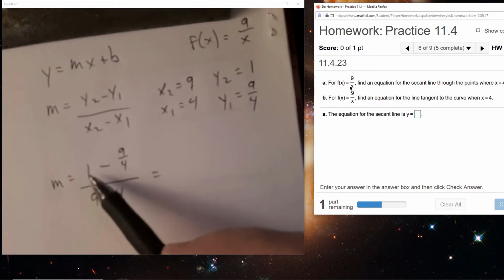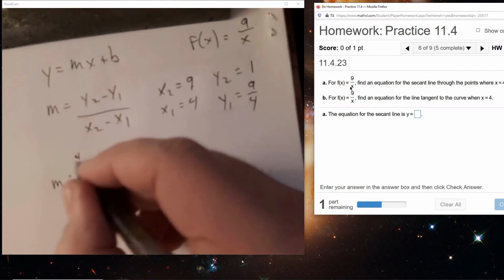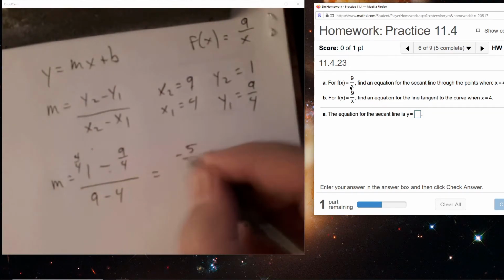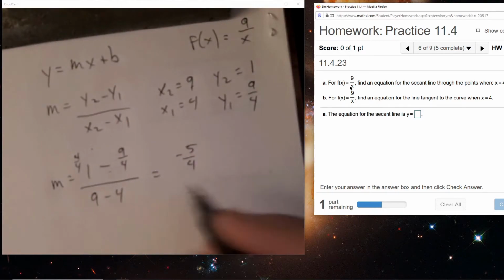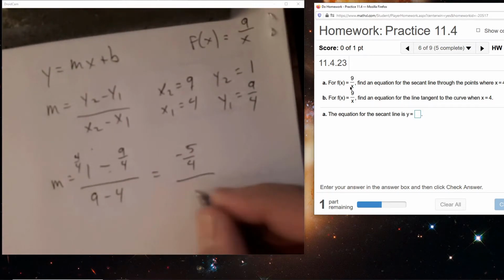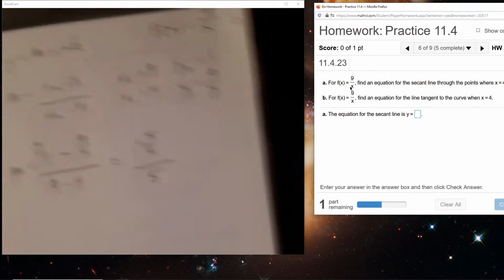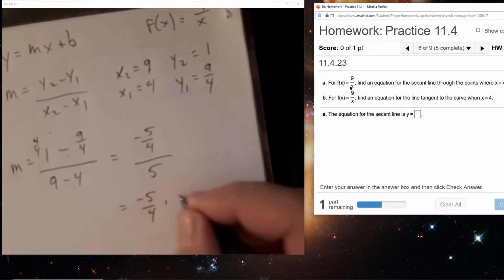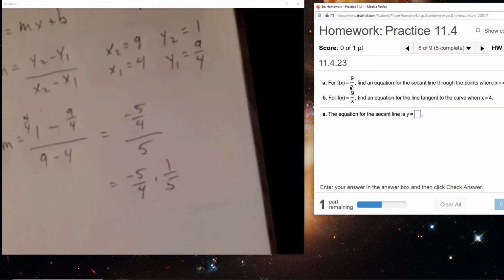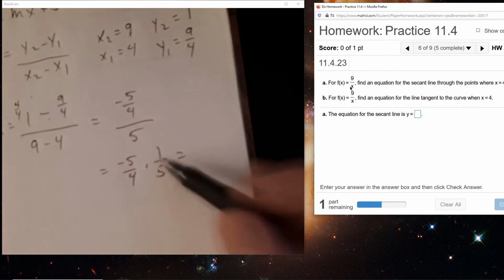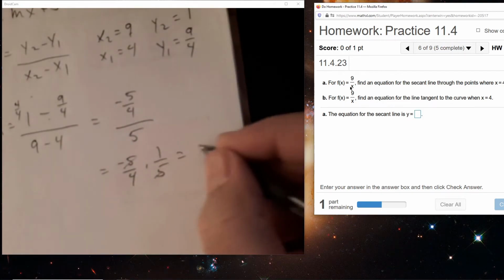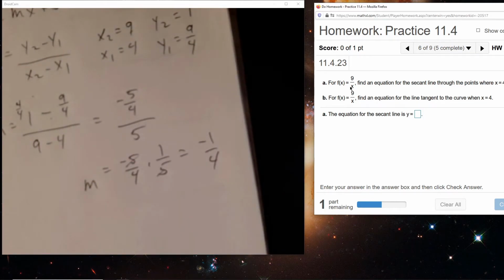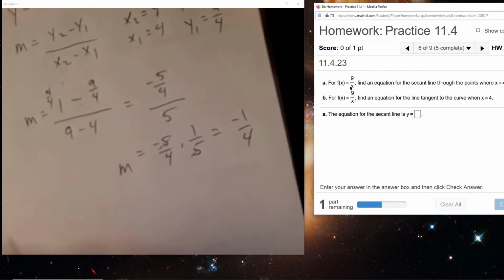So in the numerator here, 1 is 4 over 4. So 4 minus 9 is a minus 5/4 in the numerator. And 9 minus 4 is 5 in the denominator. And remember, division is exactly the same as multiplying by the reciprocal, which means those 5s divide out, and you're left with minus 1/4. That is the slope of the secant line.